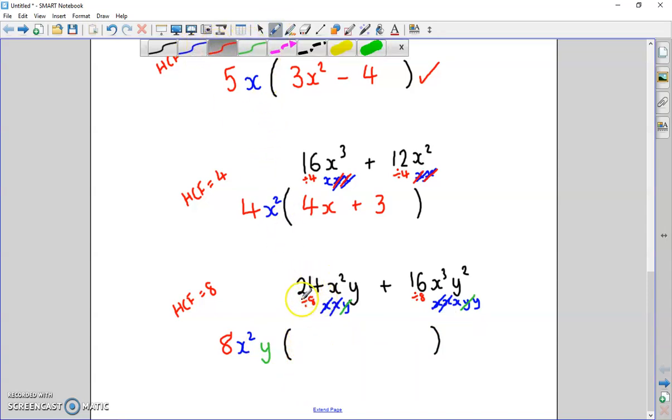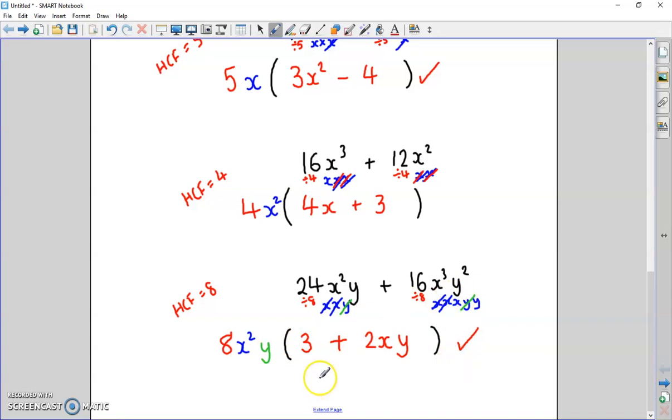24 divided by 8 is 3. There was x squared there. Both of them have gone outside, so there's no x's left here. There was a y there, but we took it outside, so that first term is just a 3. Second term, it was 16, but we divided it by 8, so it's 2. We had x cubed. 2 of them went outside, but there's still 1 left. We had y squared, but 1 of them went outside. There's still 1 left. And that would be fully factorised. And for single brackets, that's about as tricky as it gets.